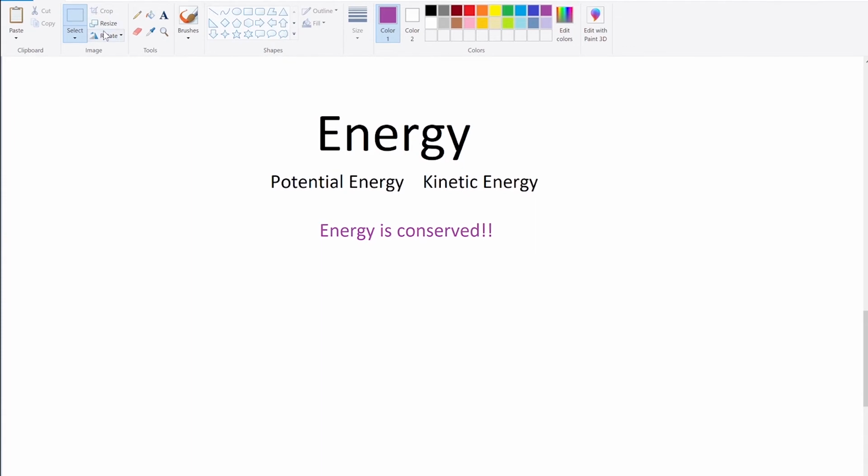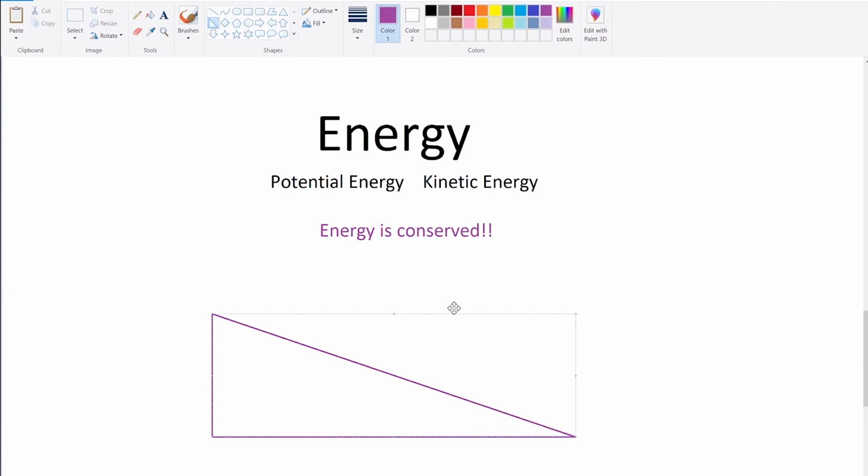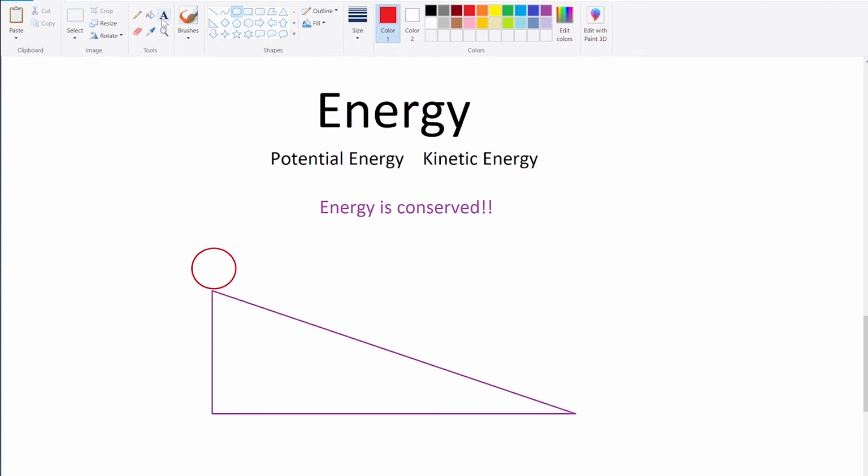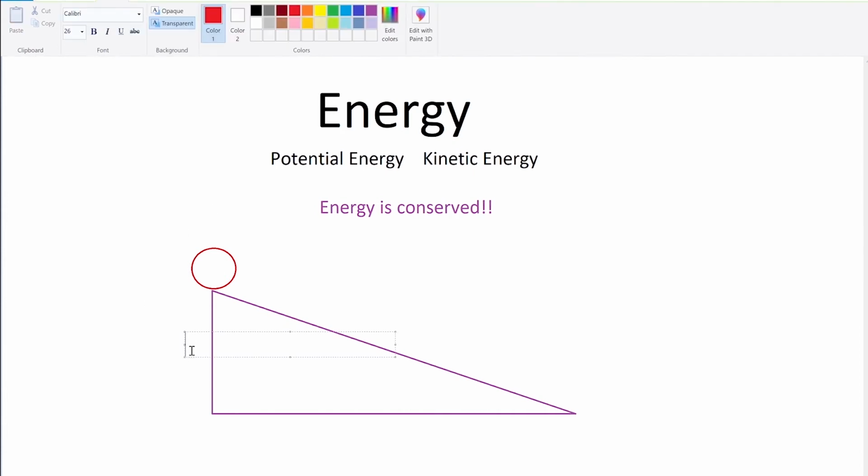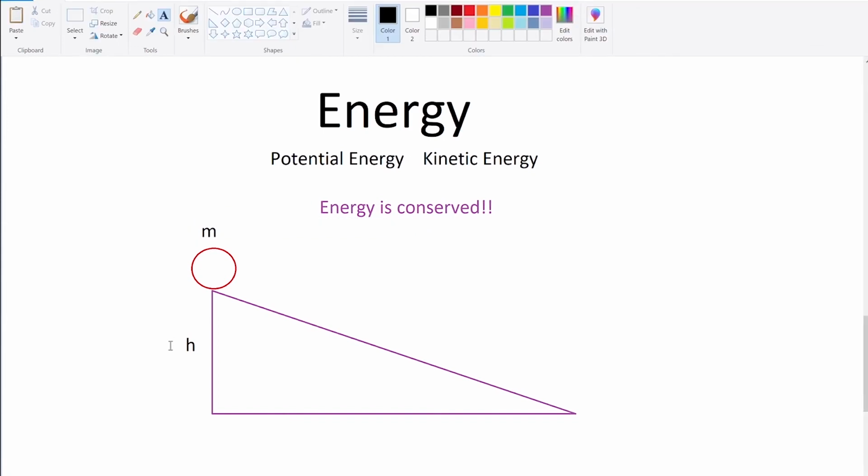So let's talk about this as an example. Let's say you have a ball rolling down a hill, or I guess that's more of a purple triangle than a hill, and you can measure its potential energy and its kinetic energy. Let's say it's starting off at the top of this hill. It's not moving, it's just sitting there. And it's at a height, let's call that h, and it has a mass of m. So that'll be in kilograms, and height would be in meters.